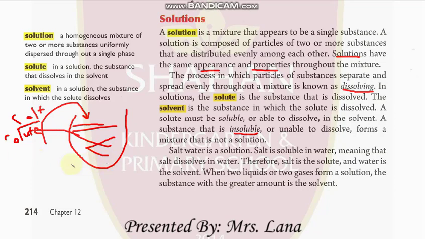Or form a mixture is not called a solution, because when you put something in the water or in any solution, there must be solute and solvent. This process is called solution. Salt water is a solution. Salt is soluble in water, meaning that salt dissolves in water. The salt I put in the water is soluble, therefore salt is the solute and water is the solvent.